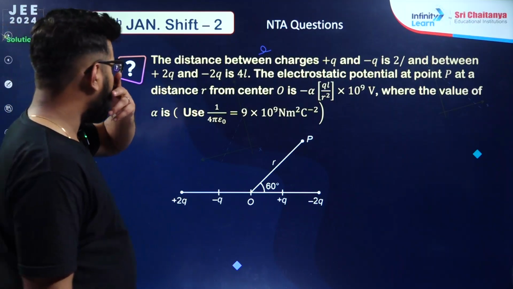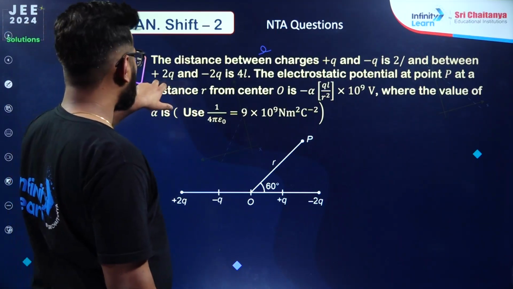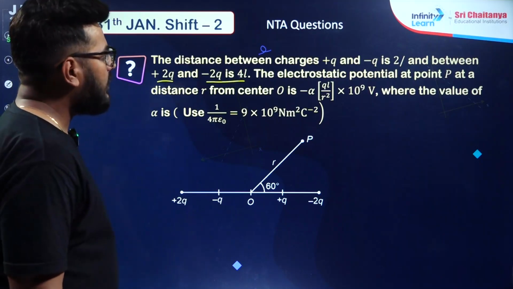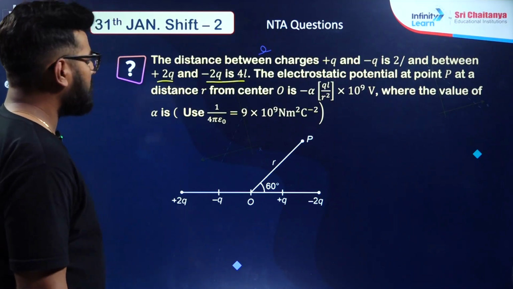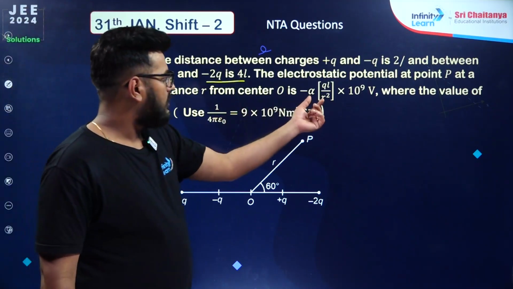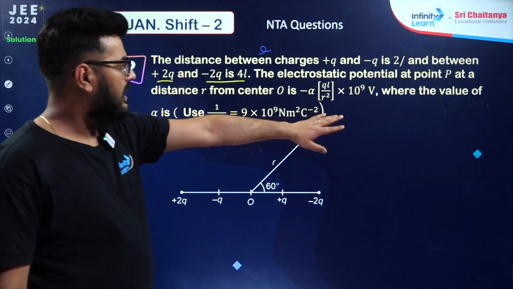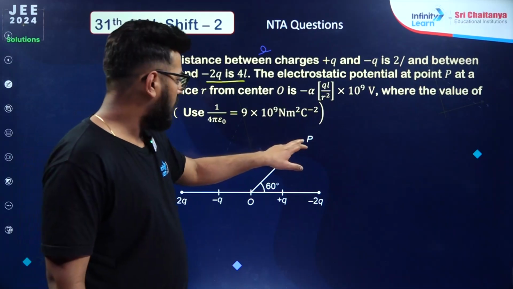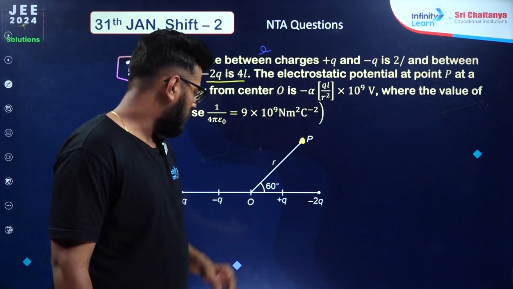Moving ahead for the next one: the distance between charges plus q and minus q is 2L, okay? And the distance between plus 2q and minus 2q is 4L, okay? These are the diagrams. The electrostatic potential at point P at a distance r from the center O is alpha QL upon r square into 10 to the power 9 volt, where the value of alpha is. So you need to find out what is the potential over here.